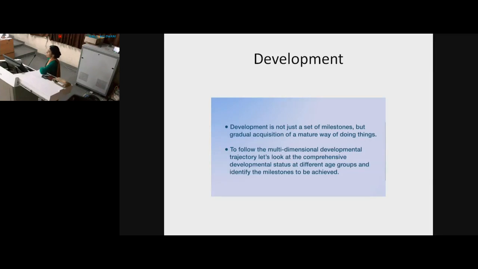So it is actually a mature way or acquisition of certain skills, the ability to do certain things. So it's a multi-dimensional trajectory, right? So it's basically acquiring milestones, acquiring the ability to do some things, or acquisition of certain skills which will help the child to attain certain milestones. So I want you to know the difference between growth and development.